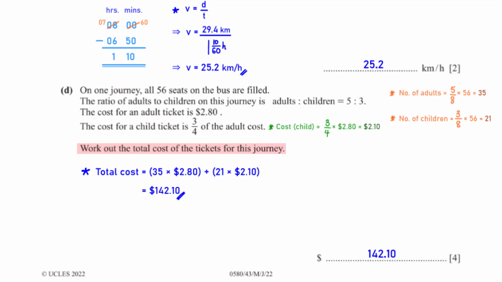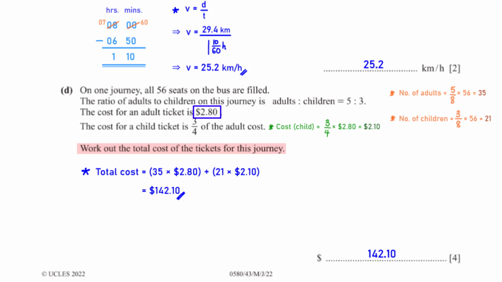First, let's find the number of adults and children. To get the number of adults, we divide the ratio share of the adults, which is 5, by the total ratio of 5 plus 3, which is 8, times 56. This gives us 35. For the number of children, we have 3/8 times 56, which is equal to 21.